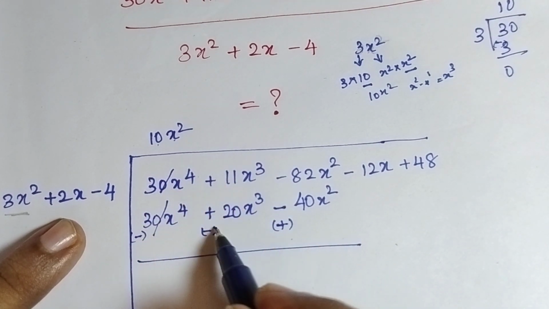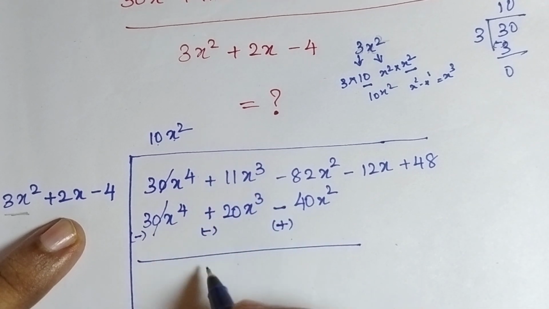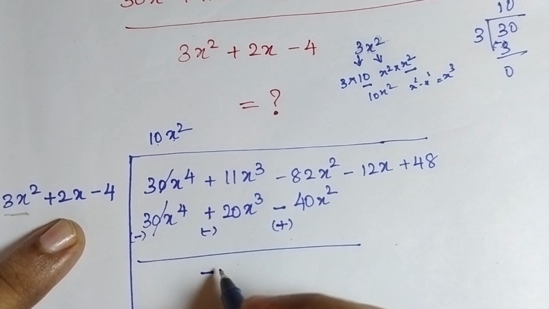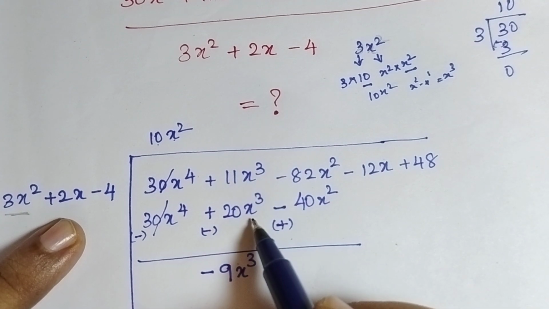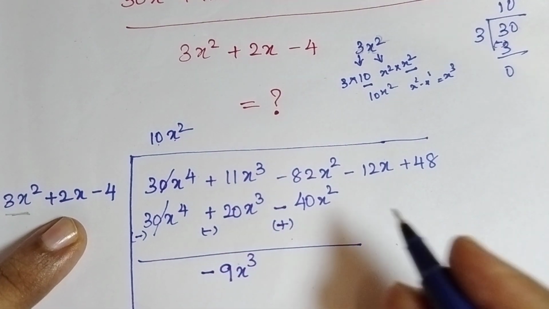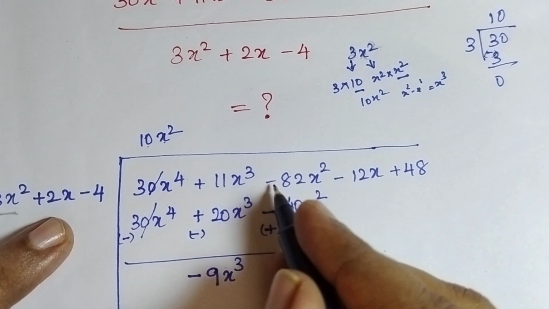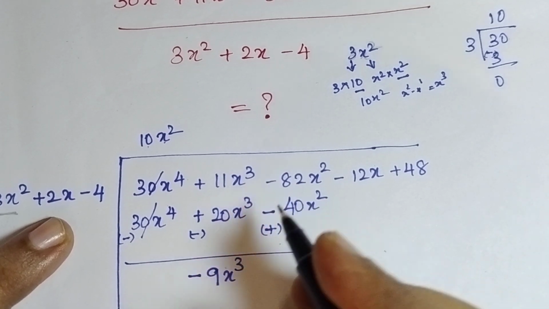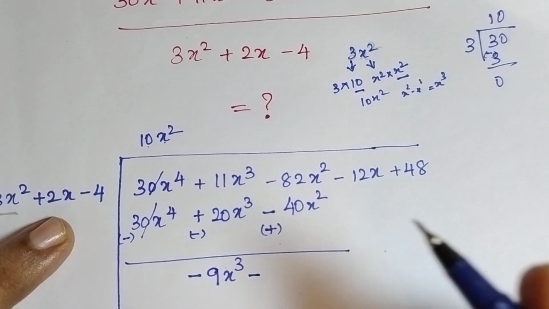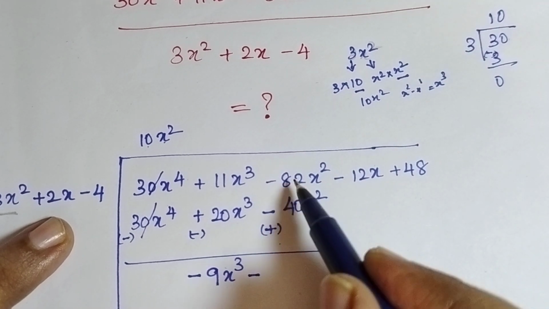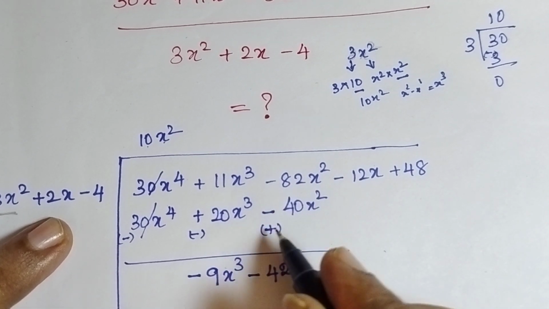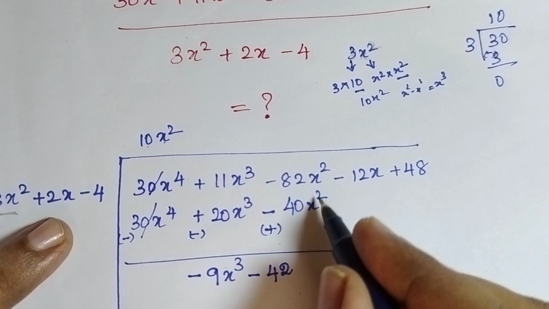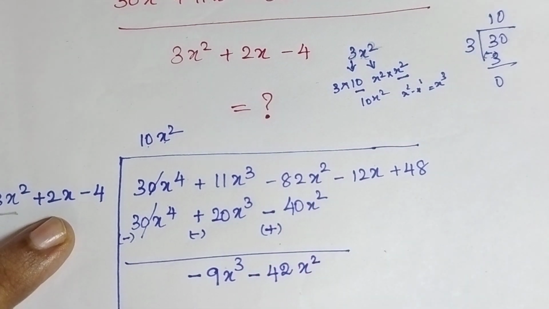So 11 minus 20 is what? So I have to write the greater number's symbol. That greater number's symbol is minus. 20 minus 11, 9. So I write the x cube as it is. Here also x cube, here also x cube. There is no change in the x term. Similarly, if you see here, here minus, here plus, the greater number's symbol is minus. So I am going to write that minus here. So 82 minus 40 is what? 8 minus 4, 4, 2, 42. So there is no change in the x. Both are the same, so I am going to write this x as it is.